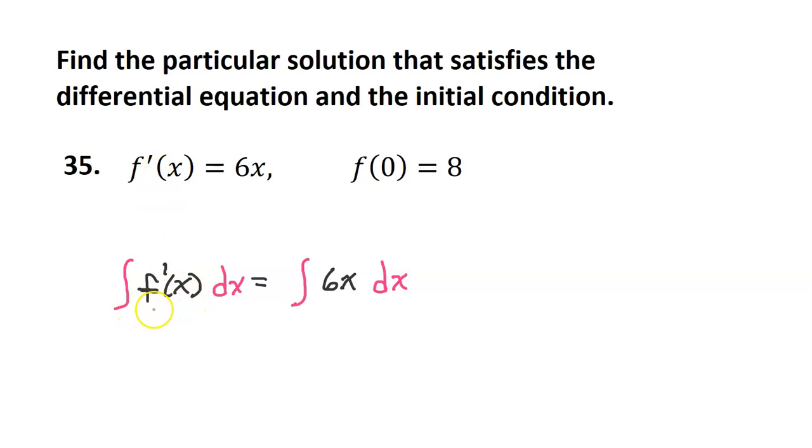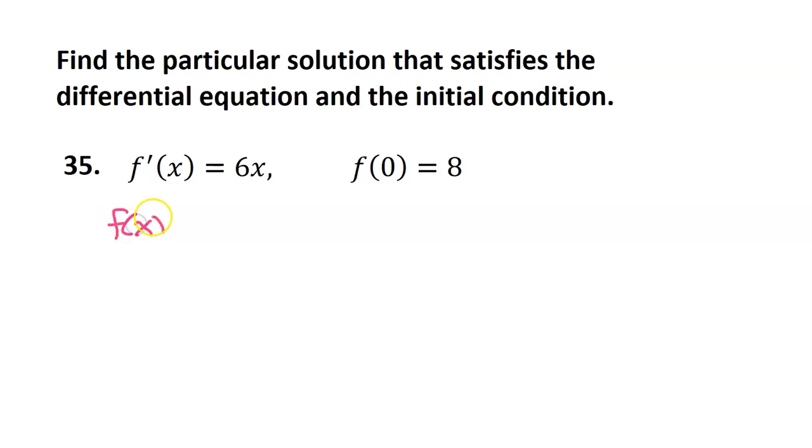So technically I am integrating both sides of the equation, but I'm not going to show it. I'm just going to do it. So the antiderivative of f prime is f. And then the antiderivative of 6x, we increase the exponent by 1, and then we divide by the new exponent. 6 divided by 2 is 3. And you include the constant of integration.